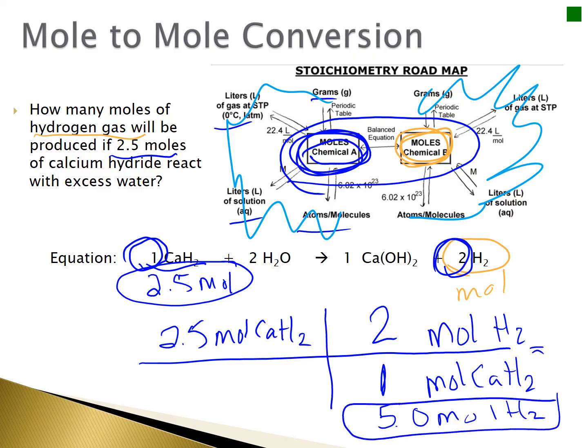So what that means is if I used up all my 2.5 moles of CaH2, I could produce 5 moles of hydrogen gas. All right, we will be practicing a lot more in the upcoming videos. Hopefully you understand where we're getting these conversions for the molar ratio. This is called the molar ratio. It's the ratio found in a balanced equation.